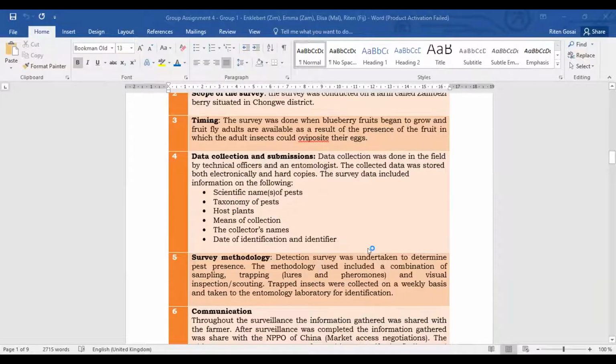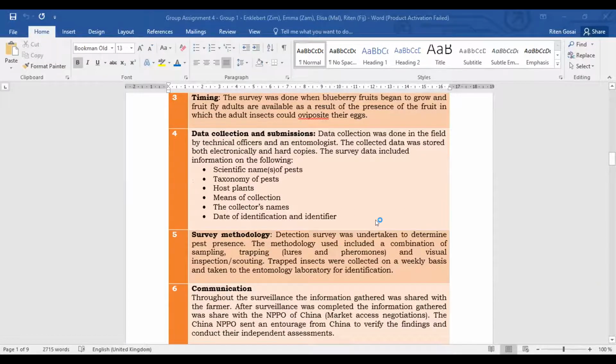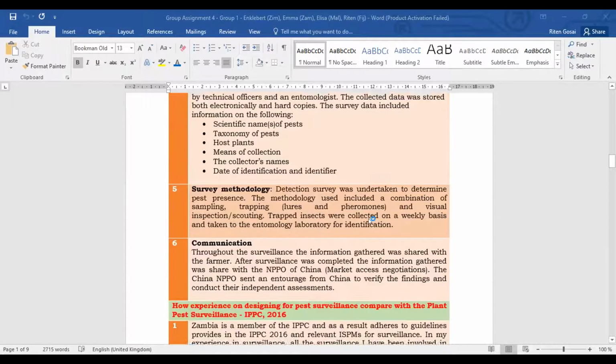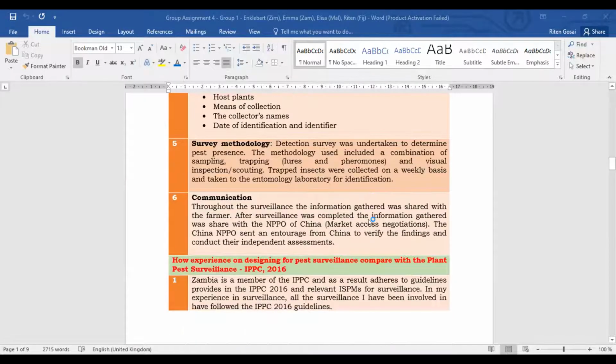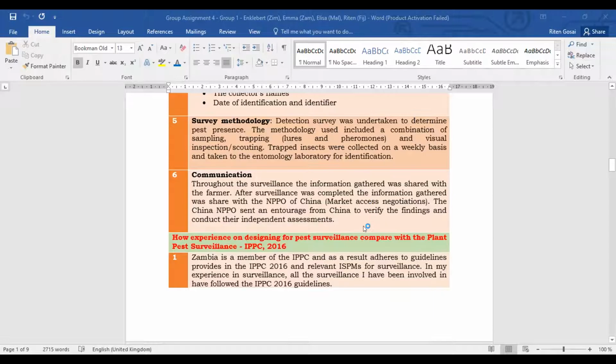Then she's talked about the different data collection methodologies and submission to the lab, of course, for identification by the technical officers and entomologists. Survey methodology: a detection survey was undertaken to determine pest presence, and it included a combination of sampling, trapping using lures and pheromones, and visual inspection or scouting. Communication was also a big part of their surveillance program.